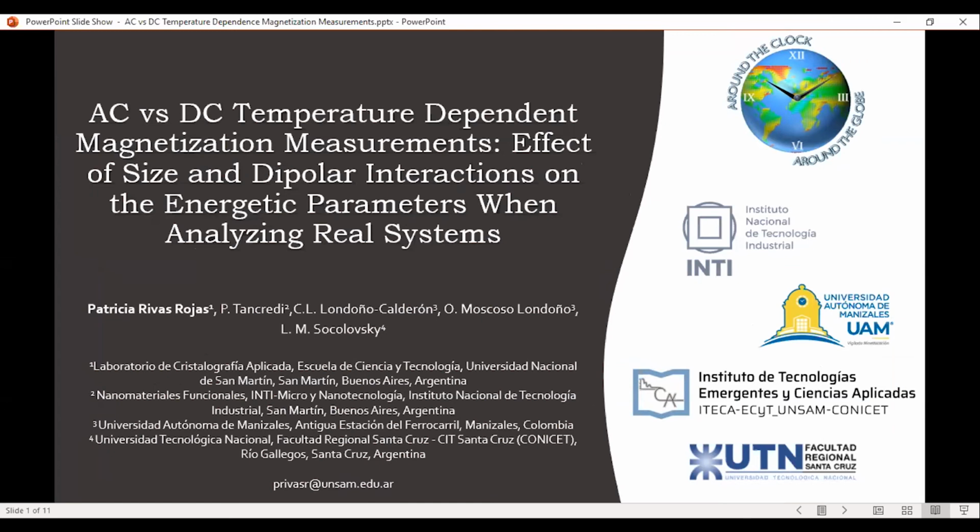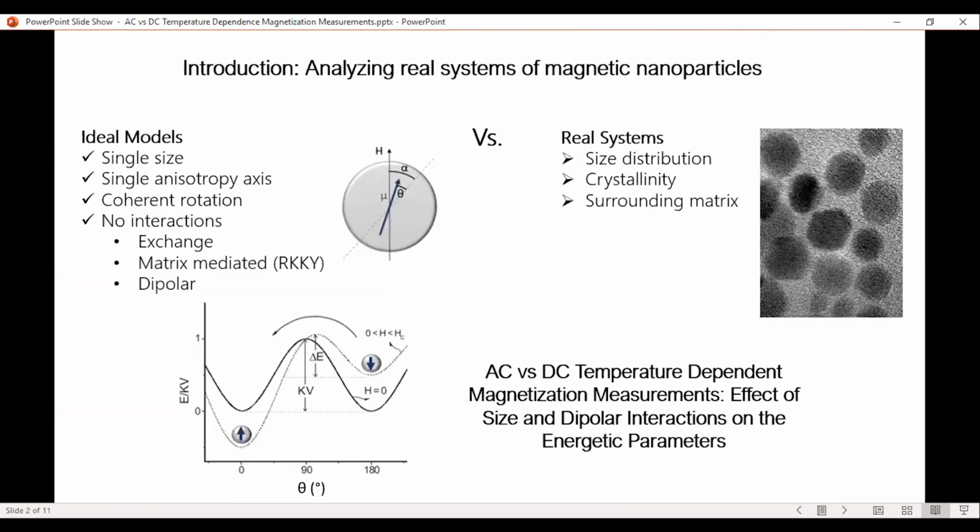Okay, thank you very much for that introduction. My name is Patricia, and I'm going to show you a little bit of what I did for my PhD thesis in the Faculty of Engineering of the Universidad de Buenos Aires regarding AC versus DC temperature dependent magnetization measurements, and more specifically, the effect of size and dipolar interactions on the energetic parameters analyzing magnetic nanoparticle real systems.